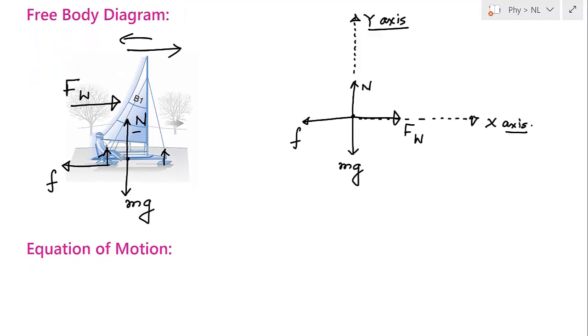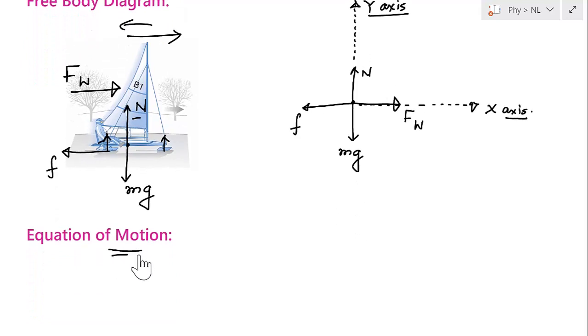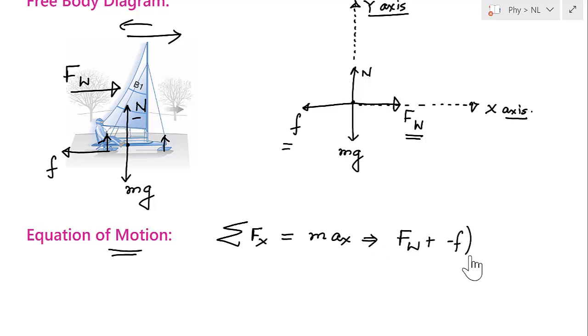Now once I have the free body diagram, I can write the equation of motion. Let us first write the motion equation in the x direction: the summation of all the forces in the x direction is nothing but mass times acceleration along the x direction. One force is Fw, in the positive x direction, and the friction force is in the negative direction, so minus F, equals mass times acceleration.